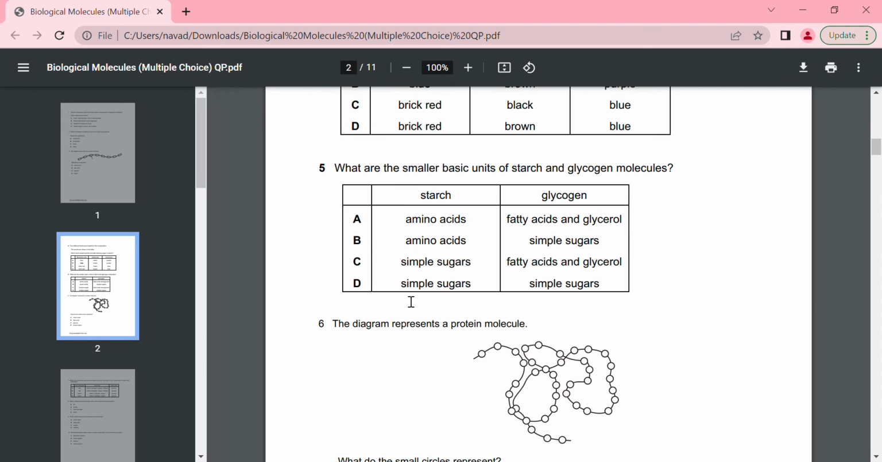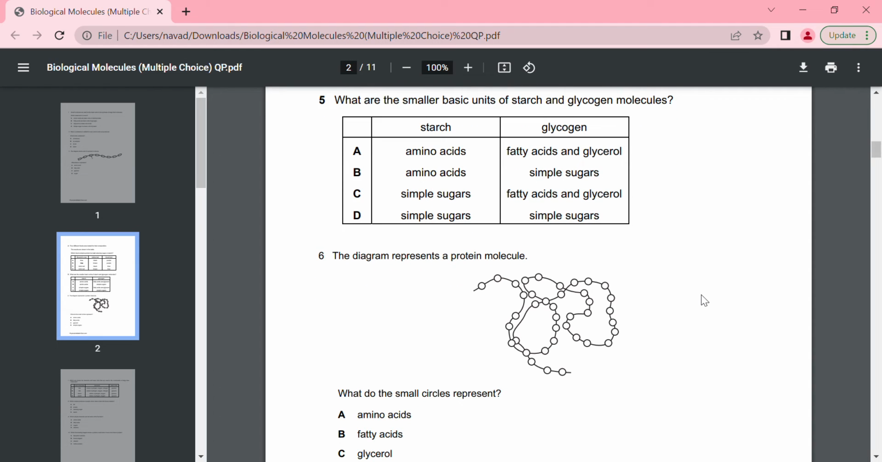What are the smallest basic units of starch and glycogen molecules? So the answer over here would be D. Why is this? Simple sugars are the basic units of starch, and as we discussed in the previous questions, simple sugars are also the basic units of glycogen.